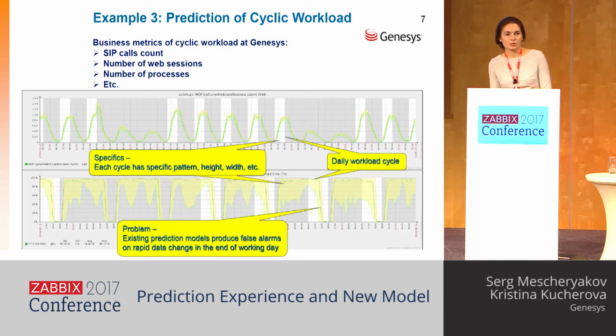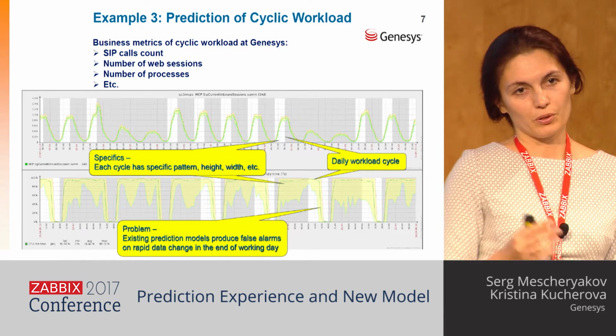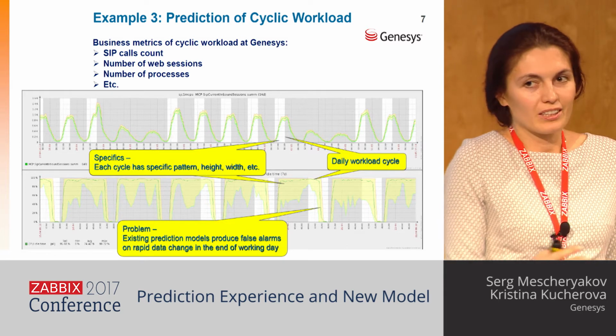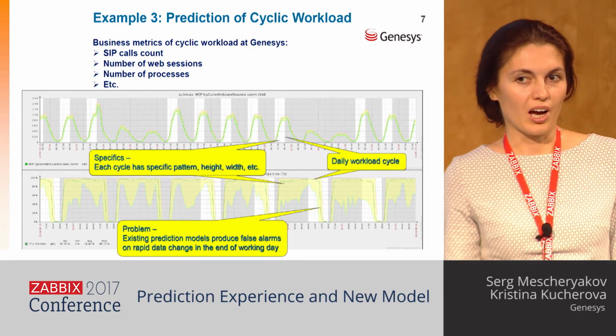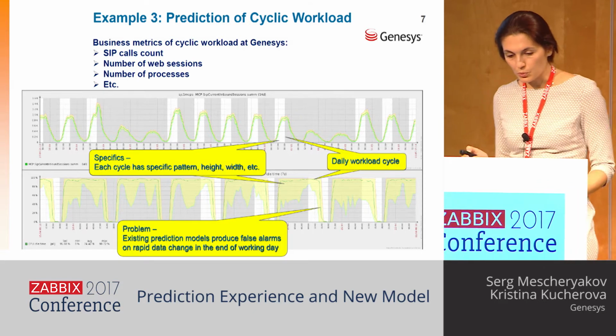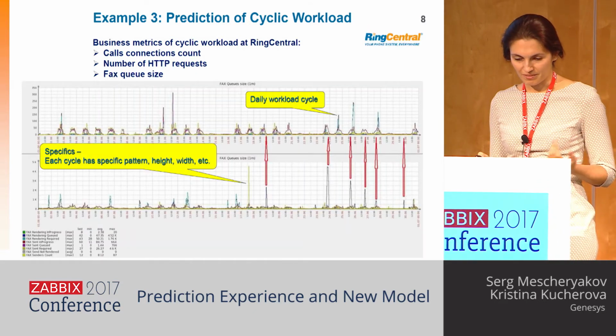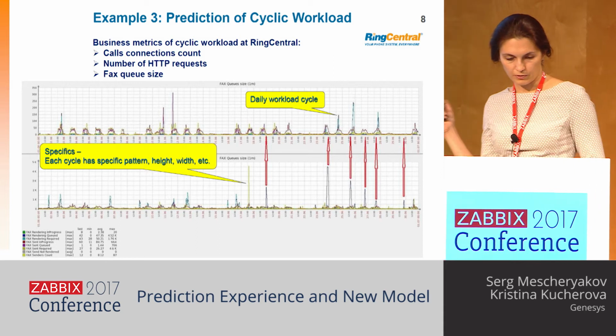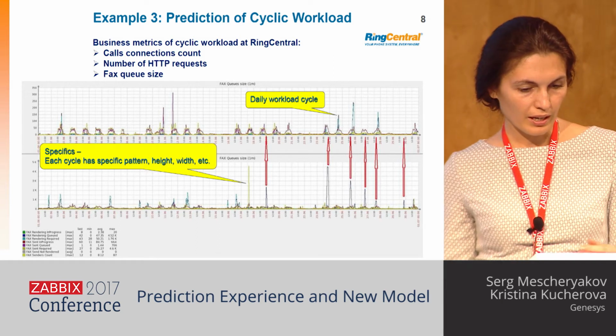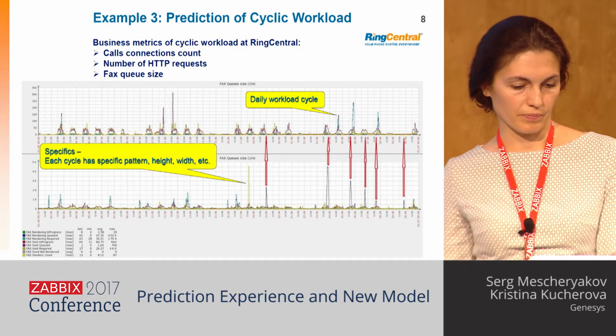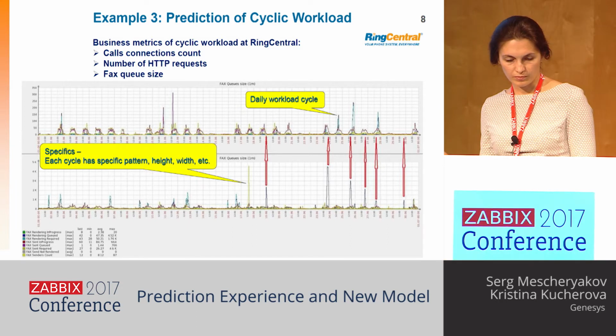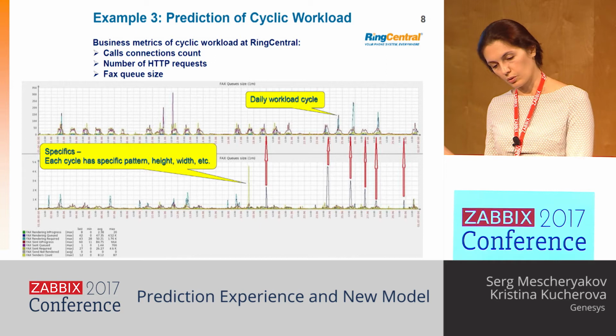If we try to compare it with one year before, for example New Year's Eve with New Year's Eve, this will not work again, because our sales team works during the year and brings in new clients, so of course the load will be very different. So what can we do about it? Another example of a cyclic workload is from RingCentral, and here it's Fox Cure. And you can see that it's also cyclic.